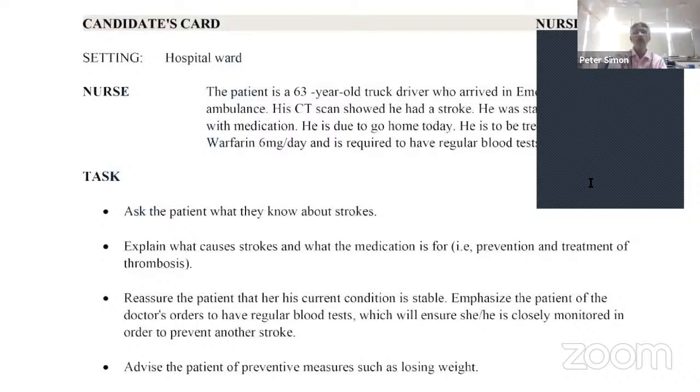Emphasize to the patient the doctor's orders to have regular blood tests. So, future course of action. Now it is okay, but in the future you have to take some precautionary measures. You can use these words: as a precautionary measure, you can take a future course of action.